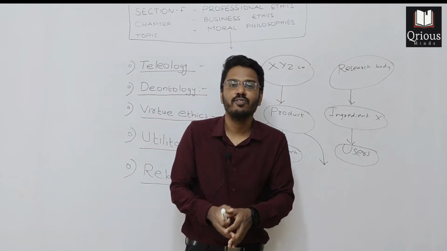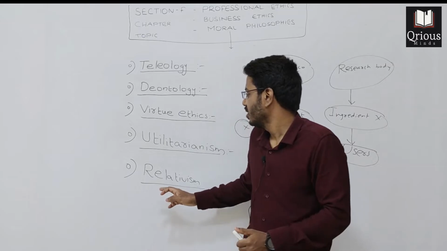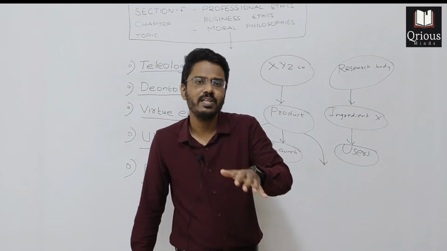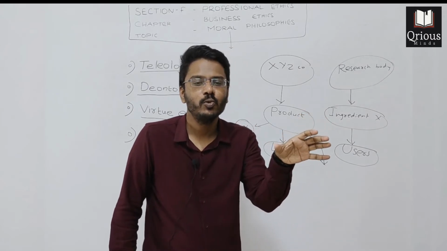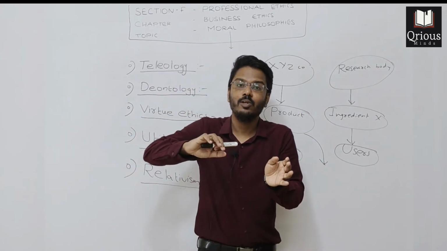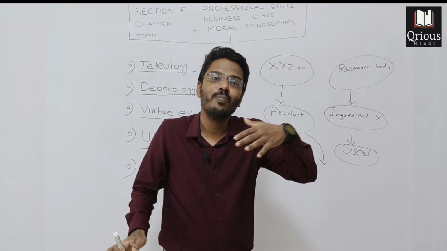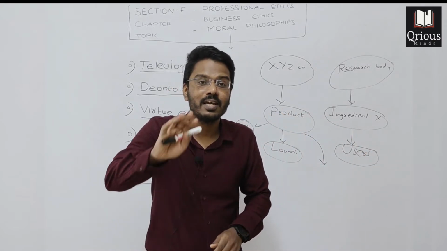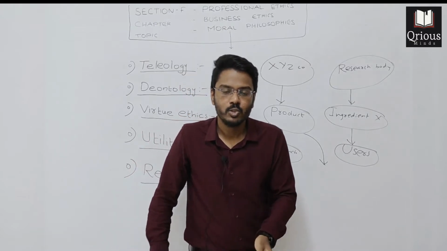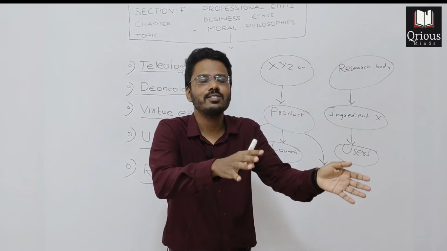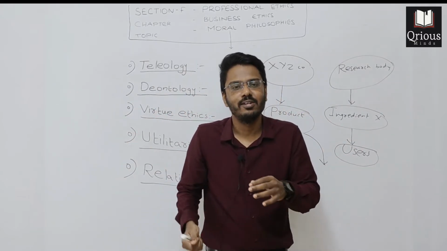The fifth philosophy that we are going to study is relativism. Relativism simply means that what is ethical to me may not be ethical to you. What is ethical in one country may not be ethical in another. What is ethical in one culture may not be ethical in another. So it differs from person to person, culture to culture, or country to country.